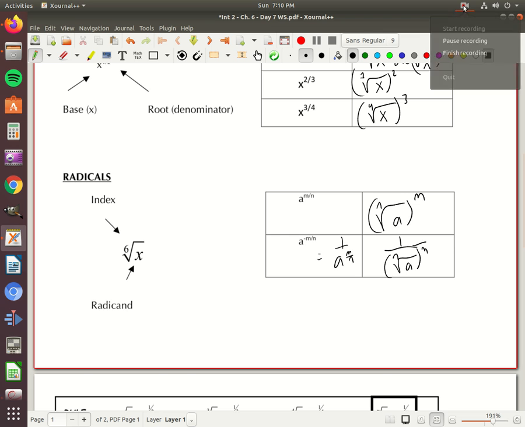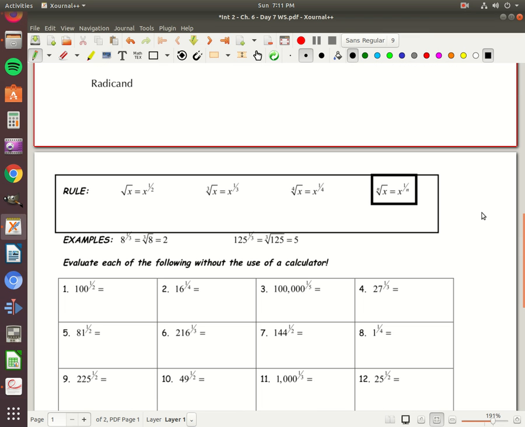So let me pause again real quickly. Excuse me, I apologize, there's a lot going on. So anyway, we have our rules and how they look, and we have some examples. And now let's go ahead and do some of these things.